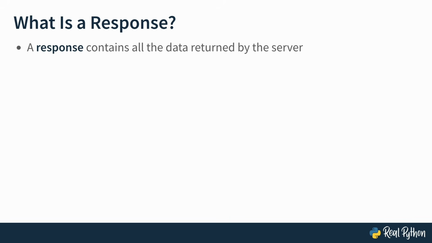A response contains all the data returned by the server. This includes the status code, the 200 you saw in your response, the actual data you requested, in our case a list of emojis, as well as headers similar to the request.